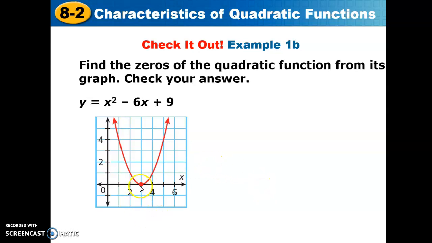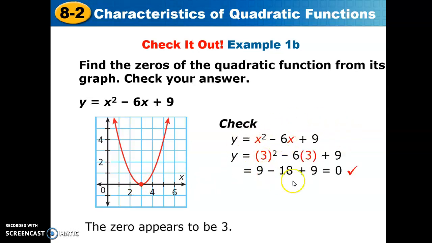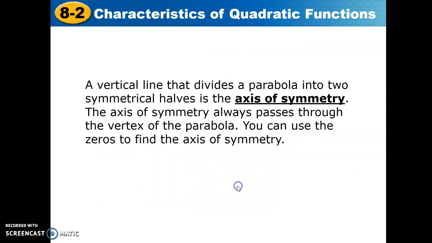Here's another one. We have 1 zero. It looks like it's at 3. And when we plug it in, again, it works out to our advantage. Our y equals 0, so therefore our zero for the quadratic is 3.